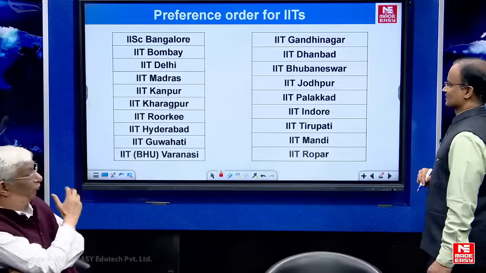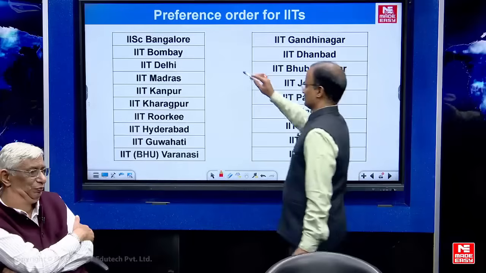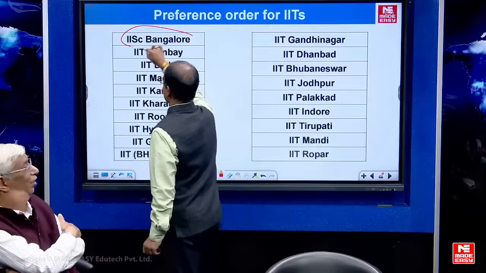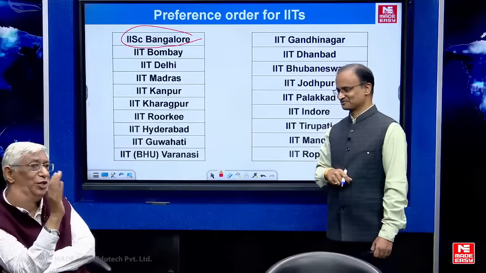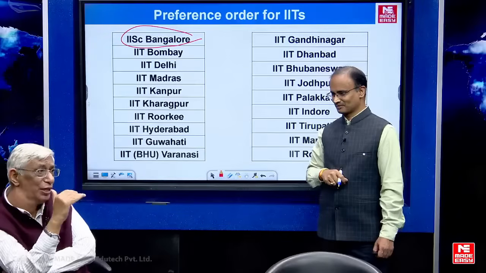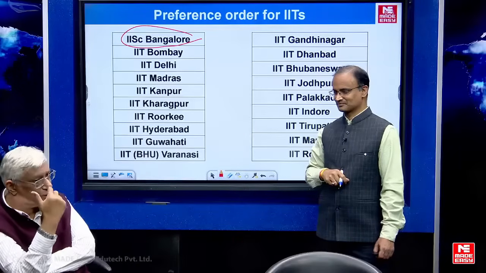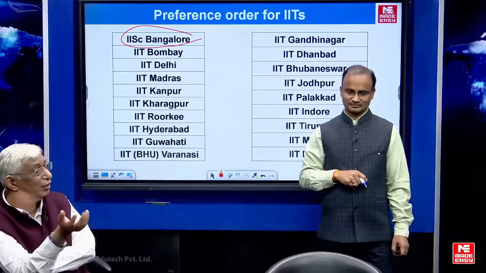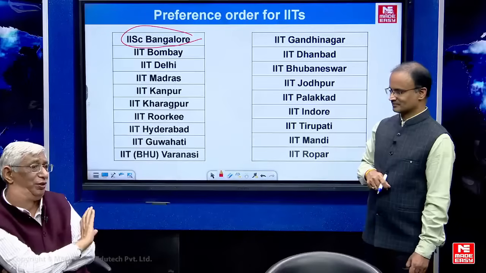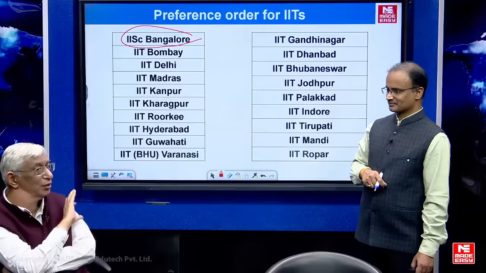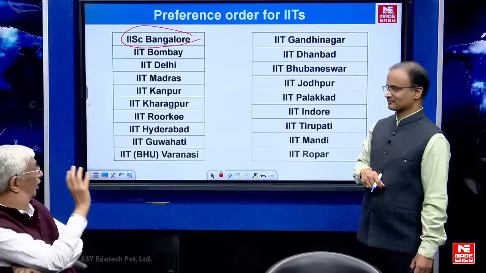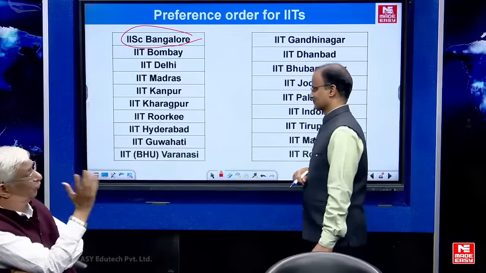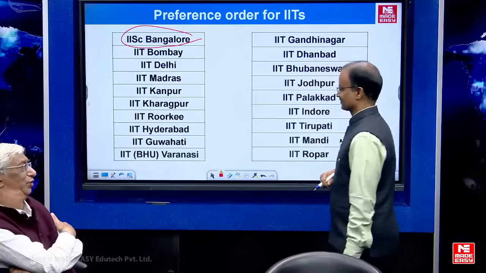Again, the preferred sequence. No, it is always number one, sir. This IISc Bangalore, no comparison. But there is one rider. See, when you are looking for opportunities which connect more with research-related job opportunities, then IISc is to be preferred. But if your objective is placement, in that scenario IIT Bombay, IIT Madras, IIT Delhi, any of these can be given the top preference.